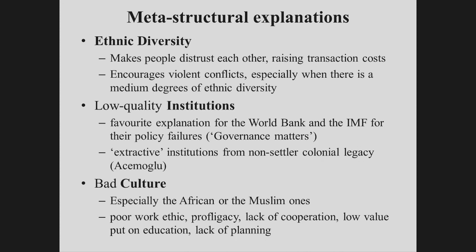Low-quality institutions have often been blamed, especially by the World Bank, but also, as we already looked at, by people like Acemoglu. So poor political governance and the absence of rule of law, weak property rights, these things have been blamed as a reason for underdevelopment.